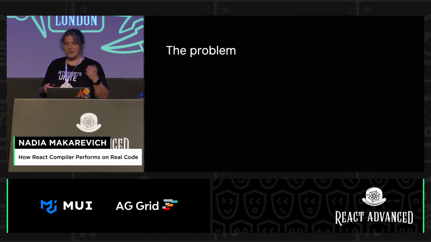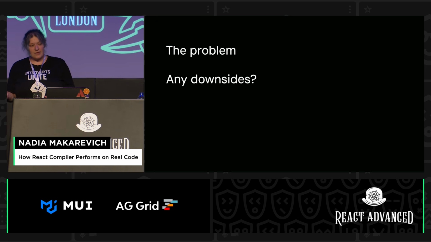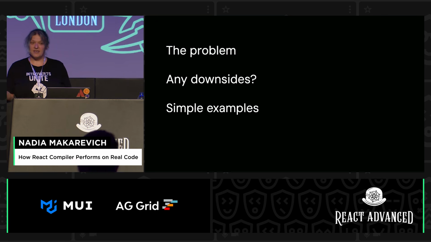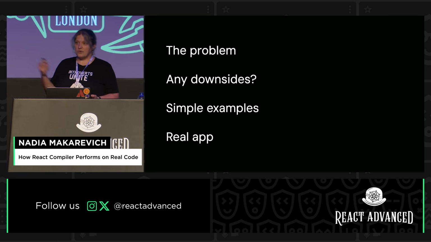So this is what the talk is all about. What is the problem the compiler solves? Are there any downsides to it? How does it perform on synthetic examples, and how does it perform on real-life code?